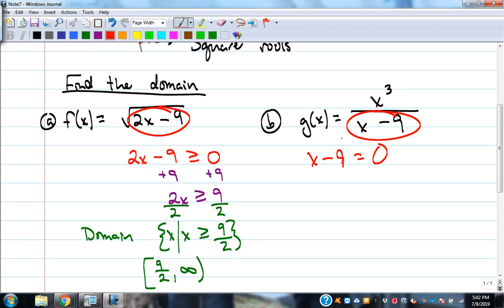So we just set up whatever's in the denominator, set it equal to 0. So we add 9, and that would be x is equal to 9. When x is equal to 9, then that's when we have the problem. So that means x cannot be 9. So that's what your set notation would look like.